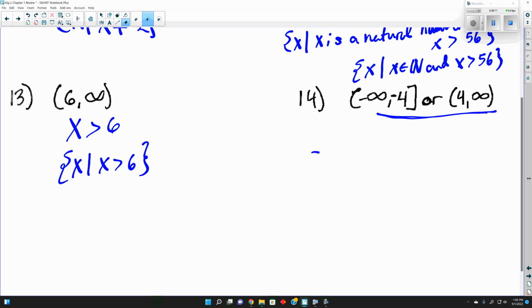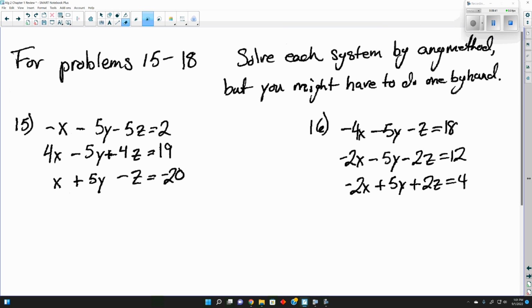Number 14 would be the same thing. It'd just be the set of all real numbers X such that X is less than or equal to -4 or X is greater than 4. Because we're just changing those into inequalities. Any other questions on any of this here? We ready for the next ones? Yes? Questions on 14 or 15 or 16?